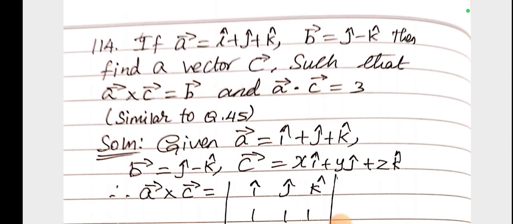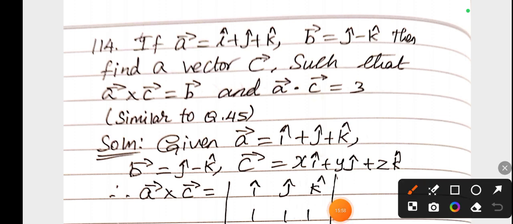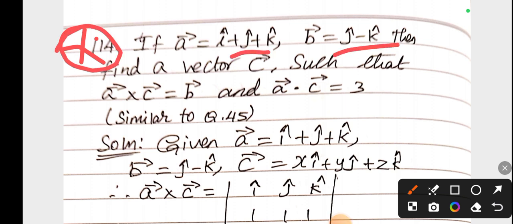Clear? Check. Question 114, it's similar to question number 45, and also similar to the book's miscellaneous question, very repeated. You can expect this type of question even in your board exam. Okay, so in that a vector is i cap plus j cap plus k cap, b vector is j cap minus k cap. Like this, one model we have already done, but this sum we are doing with both ways. Find a vector c such that a vector cross c is b and a dot c is 3.